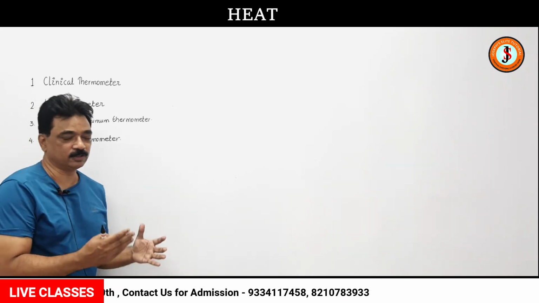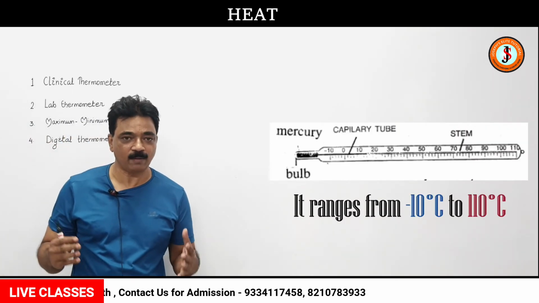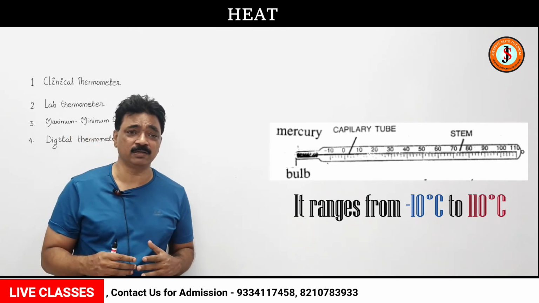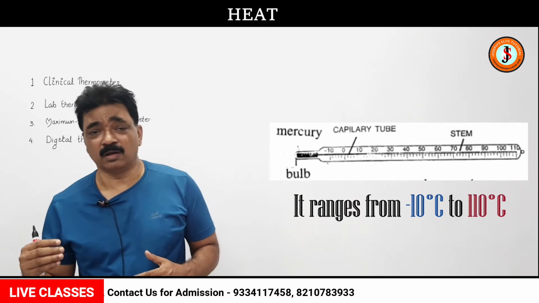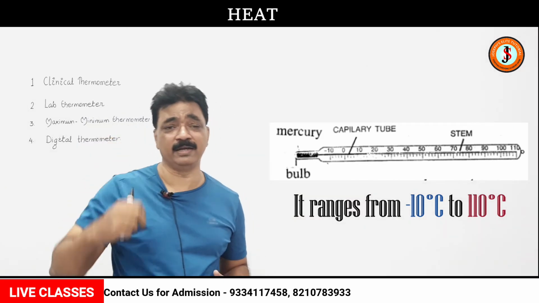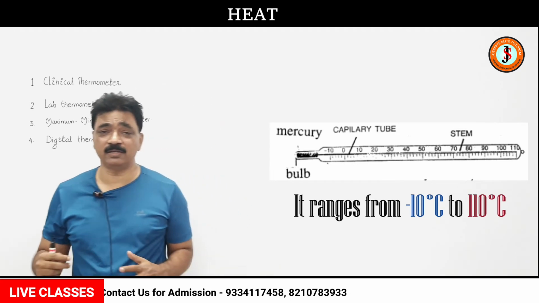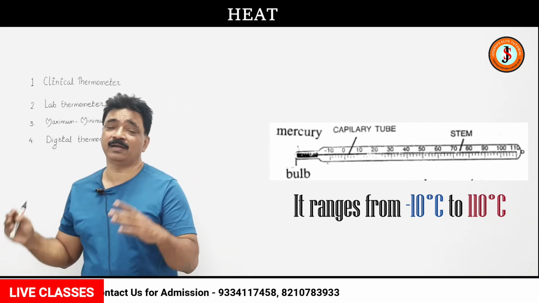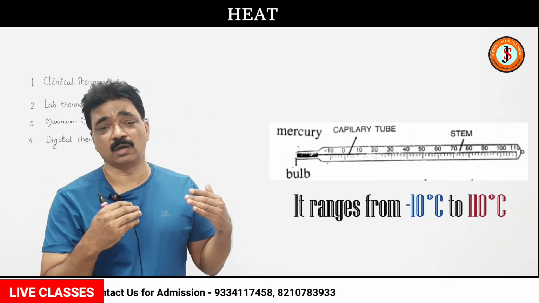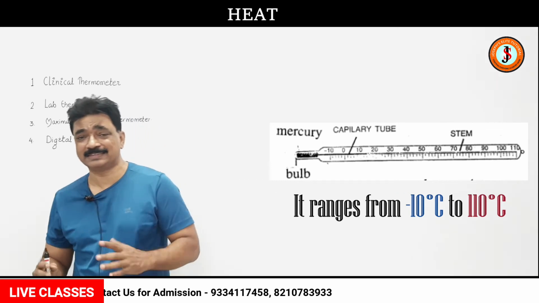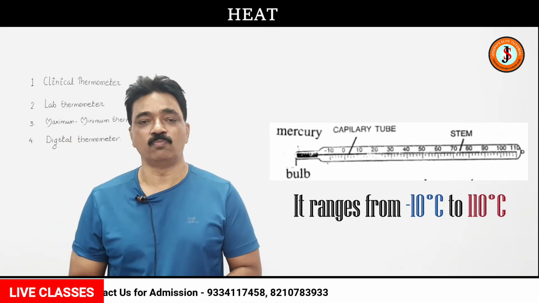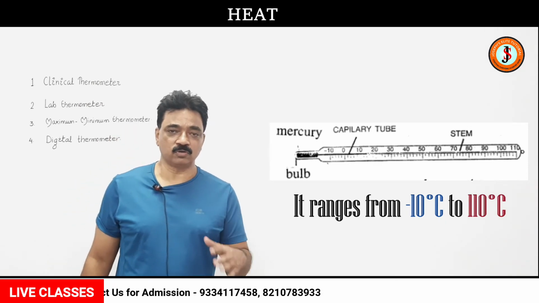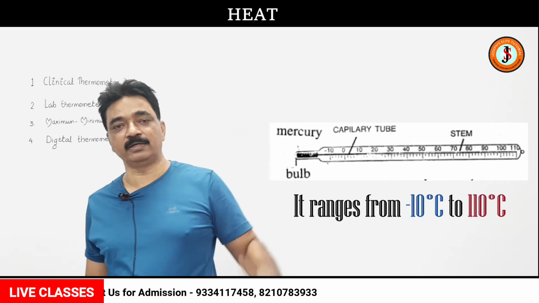Then the second one, now I'll explain through the diagrams, is the lab thermometer. The lab thermometer is the same thing, but it measures temperature from minus 10 degrees centigrade to 110 degrees centigrade, whereas the clinical thermometer had 37 degrees Celsius to 42 degrees Celsius. Did you understand? The word Celsius is nowadays used more often than centigrade. Did you all understand till there? So the lab thermometer has a range from minus 10 to 110 degrees centigrade.